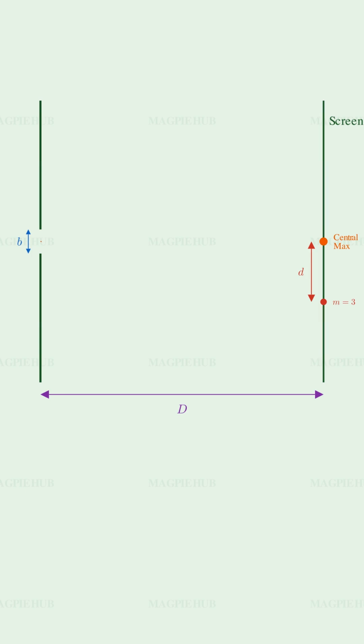A monochromatic beam of wavelength lambda equals 600 nanometers passes through a narrow slit of width b. On a screen placed at distance D from the slit, we observe a central bright maximum with secondary maxima on either side. The distance d is measured from the central maximum to the mth secondary maximum. Watch as the light diffracts through the slit and forms the diffraction pattern on the screen.